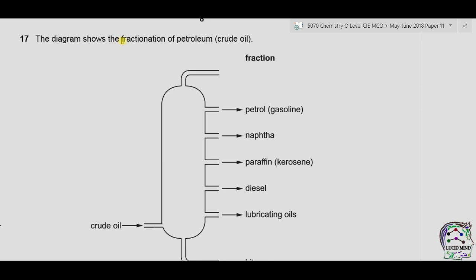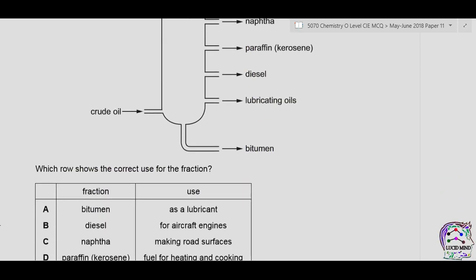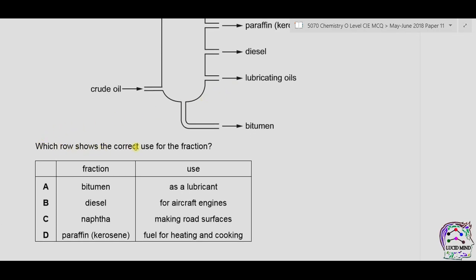Question 17. The diagram shows the fractionation of petroleum. We have crude oil, which is fractioned into different fractions. We have petrol, naphtha, paraffin, diesel, lubricating oil. Which row shows the correct use for the fraction? In A we have bitumen, which is used as a lubricant. This is incorrect because bitumen is used for road surfacing. In B we have diesel, and diesel is used as a fuel in cars. It is not used for aircraft engines because in aircraft engines kerosene is used.